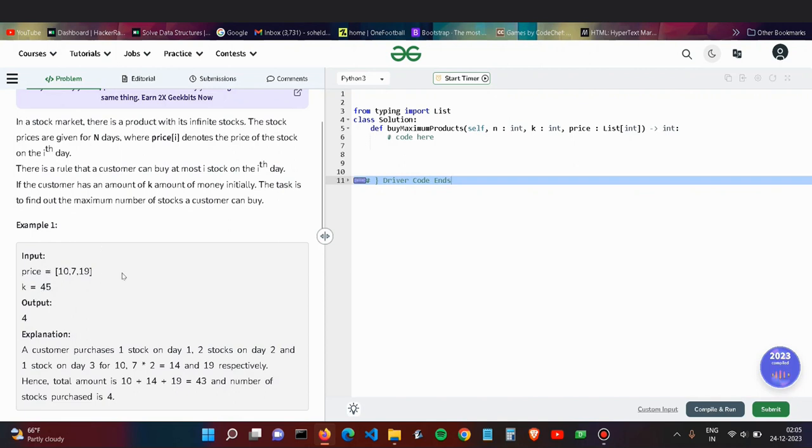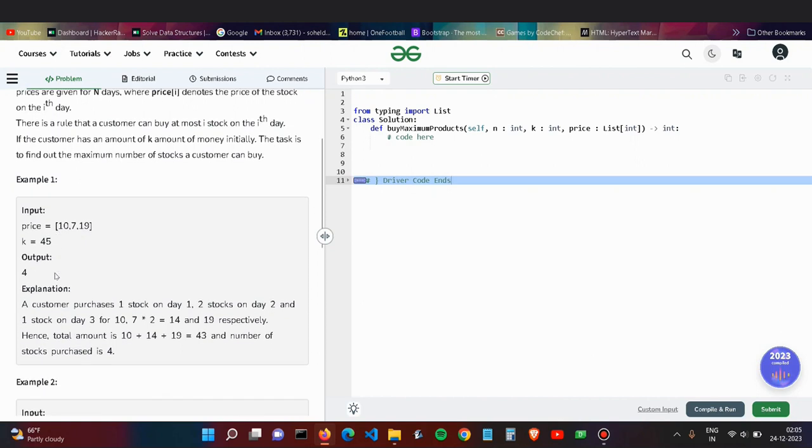The problem states that we should buy the maximum number of stocks such that the cost doesn't exceed the given amount. Let's take an example. The value of k is given as 45. That means the money we can invest is 45, so we have to buy stocks with money that is less than or equal to 45, not greater than that.